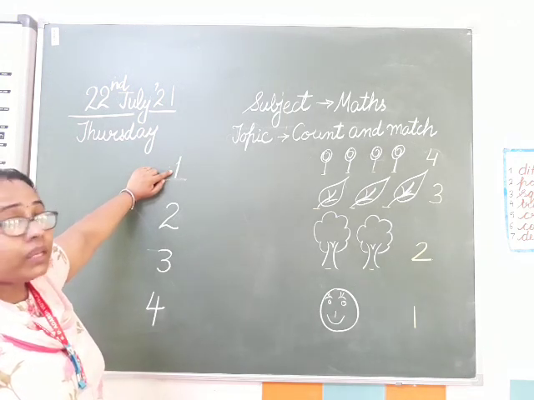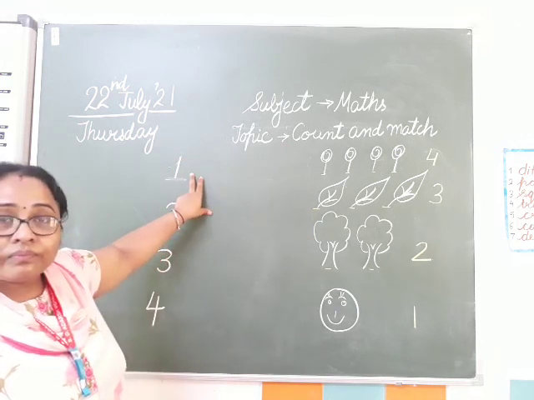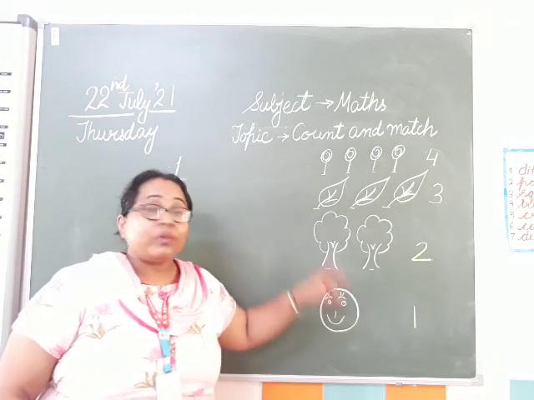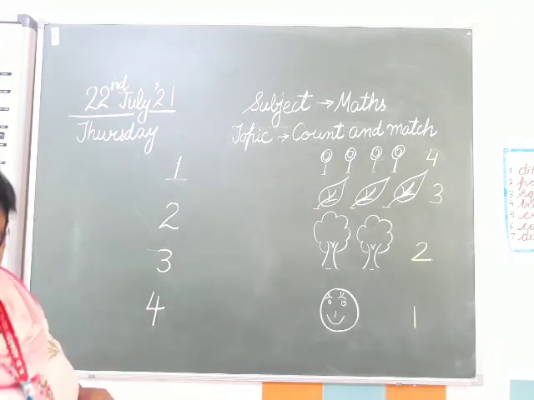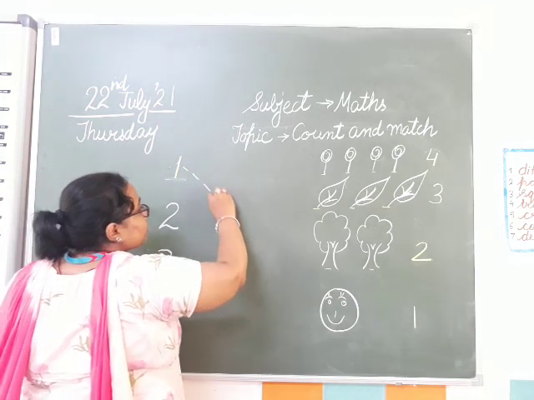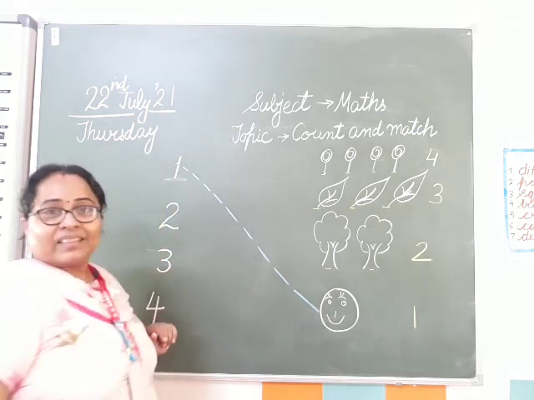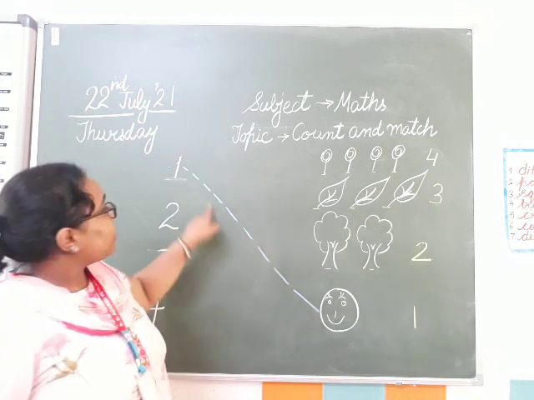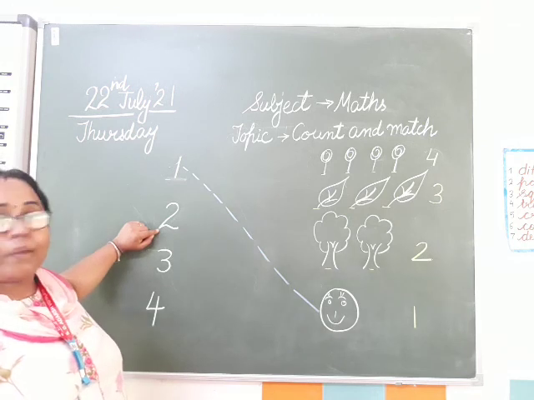So, can you tell me which object is matching number one? One smiley, because we counted it. We have only one smiley. Yes. So, what you will do now? Now, you are going to match this one to this one smiley like this. Okay? So, making a big line will be a little difficult. You can just make a dotted line like this. Okay, class?